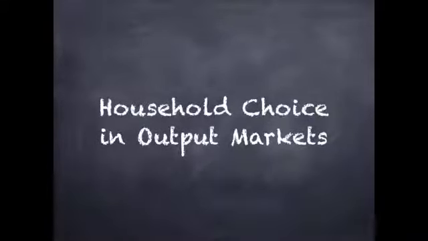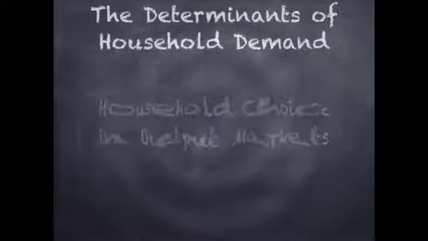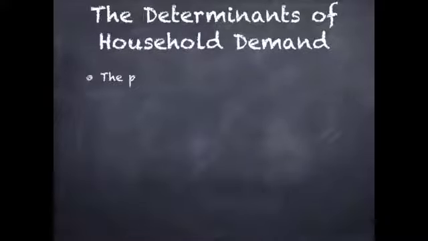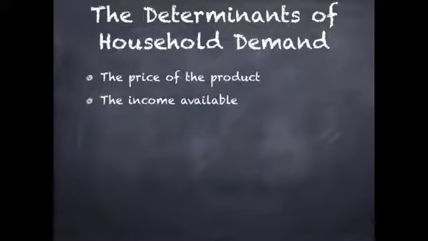So household choice in the input markets. So we're just going to review the determinants of household demand. Obviously, as we talked about previously, particularly in Chapter 3, the price of a product is an important determinant of demand, as well as your income. So income is going to be a determinant of demand. It's going to be an important component when we take a look at utility maximization.